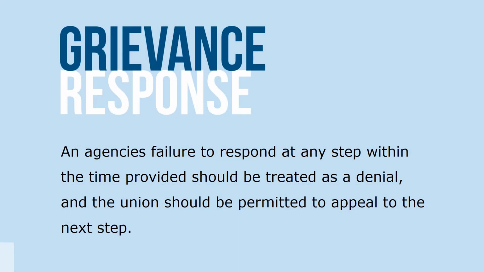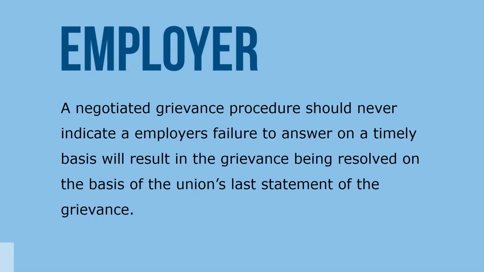An agency's failure to respond at any step within the time provided should be treated as a denial, and the union should be permitted to appeal to the next step. It's all about grievance response. A negotiated grievance procedure should never indicate that an employer's failure to answer on a timely basis will result in the grievance being resolved on the basis of the union's last statement of the grievance. The latter is what's included in the BMS default grievance procedure and why employers should avoid that default procedure.